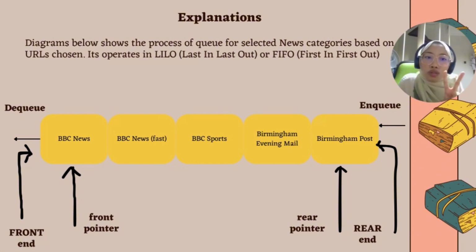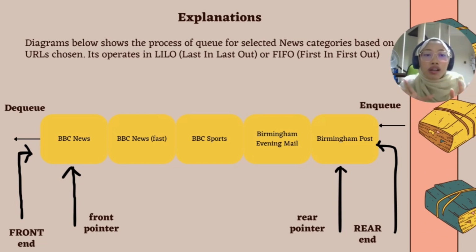Queue operates on two things, which are LIFO and FIFO: last in, last out, first in, first out. I would say that in this case, it's first in, first out. This is the simplified diagram on how the news are being fetched. Start from the enqueue here. We enqueue the Birmingham Post, and then the Birmingham Evening Mail, BBC Sport, BBC News Fast, and BBC News. So you get the queue here from the rear.